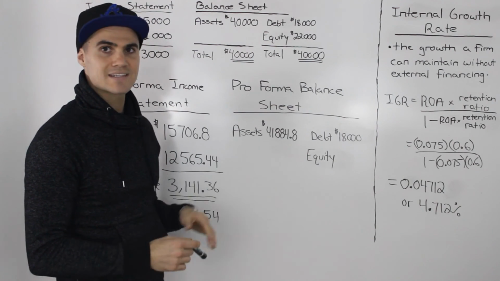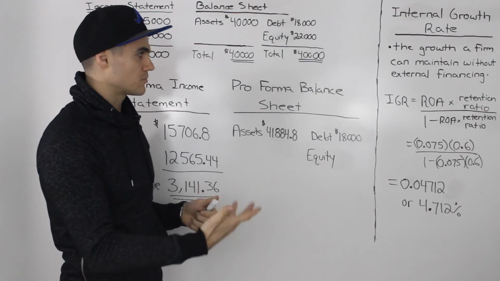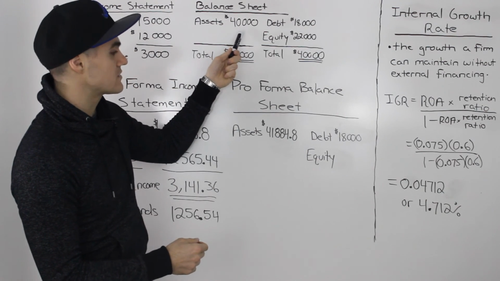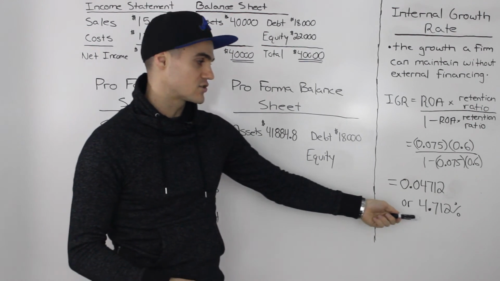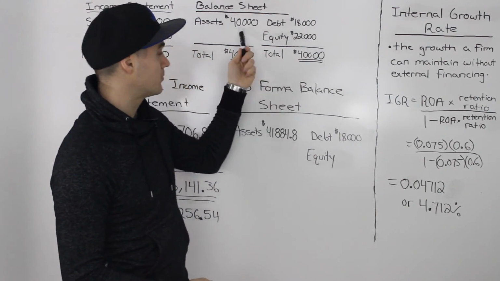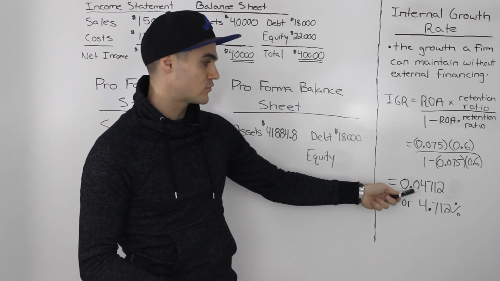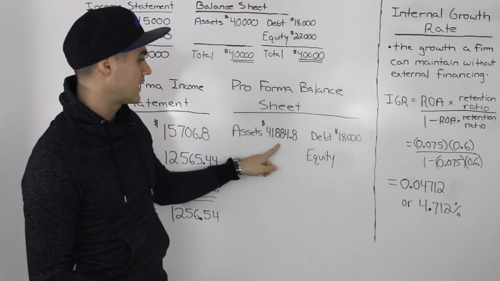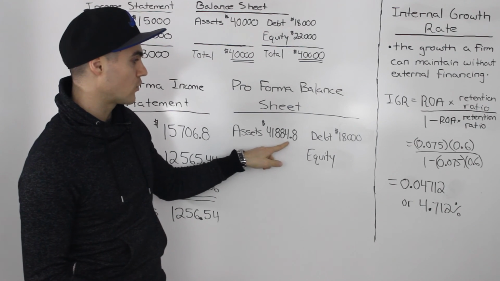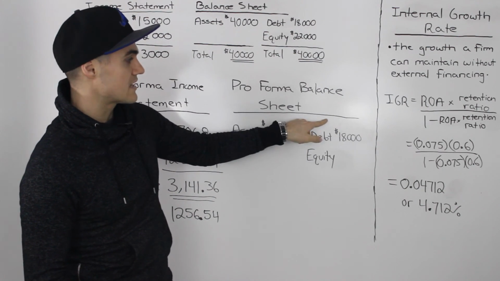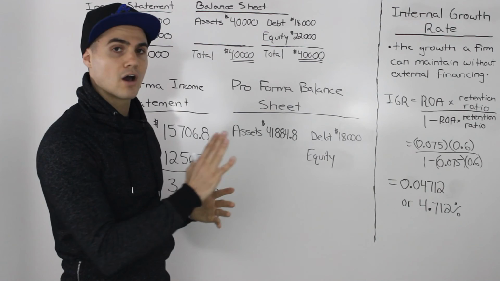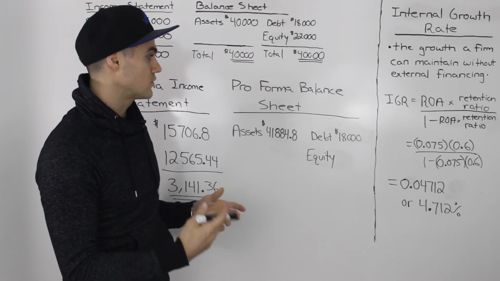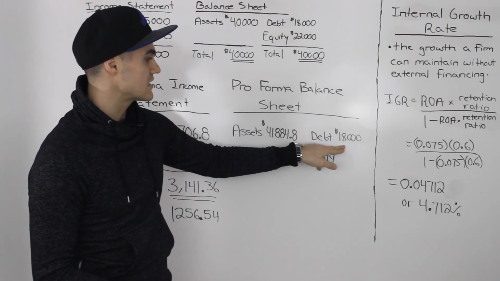So we're told that the assets vary with the sales, so they're proportionate to the sales. So this 40,000, it's going to grow by this internal growth rate as well. So we'll multiply that 40,000 by 1.04712, and we will get an asset figure of 41,884.8. The debt will stay the same, because remember, we're not taking on any external financing, so no extra debt, so that figure stays the same.